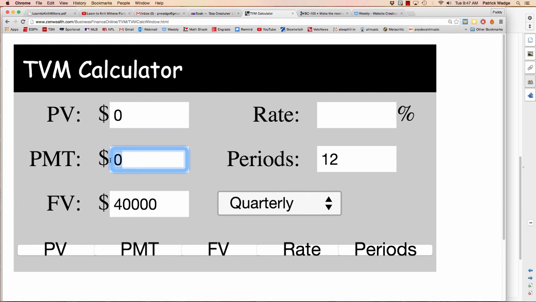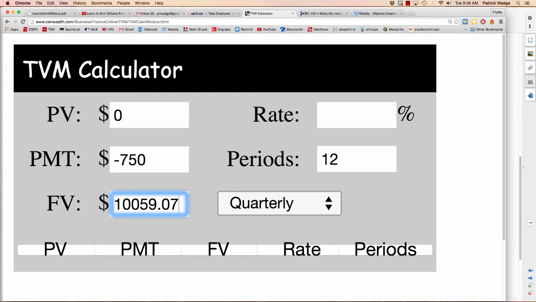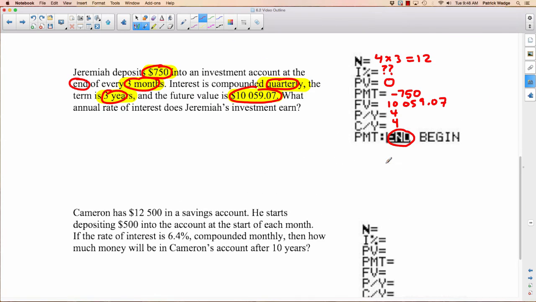The payment that you're putting in every time is a negative amount, and it was $750. The number of periods is still 12. The future value was $10,059.07, and you're getting it quarterly, so we'll leave that like that. We want to know the interest rate, so you hit rate: 8%. He needs to get an 8% interest rate in order for this to all work out. Don't forget the percent sign.